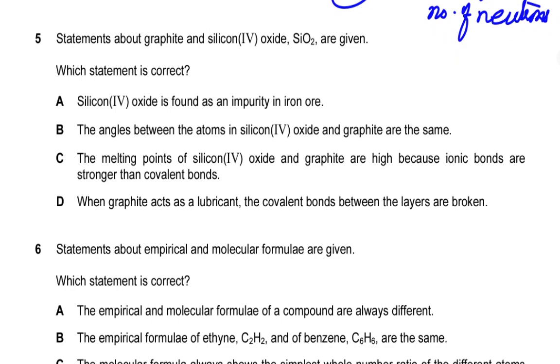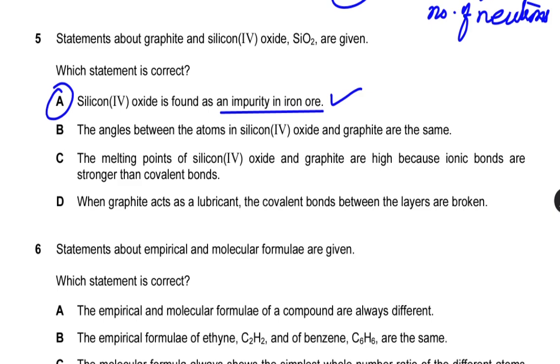Question number 5. Which statements about graphite and silicon 4 oxide, SiO2, are correct? Silicon 4 oxide is found as an impurity in iron ore. SiO2, yes, this silicon 4 oxide is basically found as an impurity. This option is correct. The rest of the options we will see.